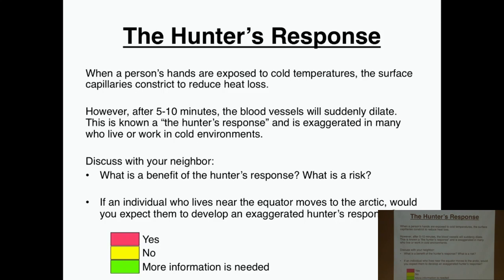Yeah, so if this is actually a feature of acclimatization, then you would expect them to develop an exaggerated hunter's response, right? Because your body has to get into the habit of responding to the cold in this way to get an exaggerated response. So that's an option. Okay, somebody who said no. Can you say what your reasoning is? Yeah?